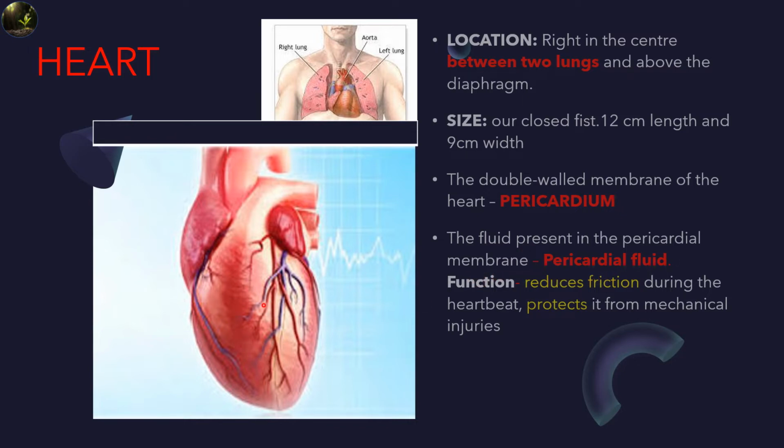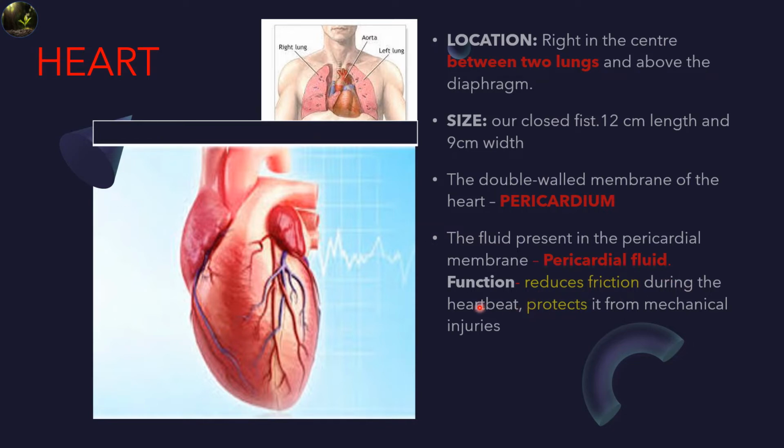Inside this pericardial membrane there is a fluid. That fluid we call pericardial fluid. What is the function of pericardial fluid? It reduces friction during the heartbeat. Then it protects it from mechanical injuries. Mainly two functions are there. First, it reduces friction. The second point, it protects it from mechanical injuries. These are the main functions of pericardial fluid.